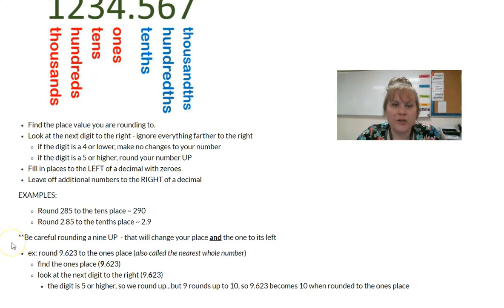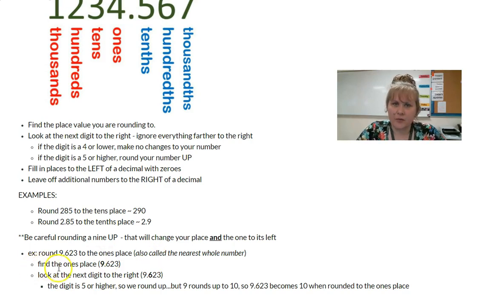You should be careful when you're rounding a 9 up, because remember the next number after 9 is 10. So when you round a 9 up, you're not only going to change the place that you're rounding, but also the digit to its left. So in our example, it says round 9.623 to the ones place. We also sometimes call that rounding to the nearest whole number.